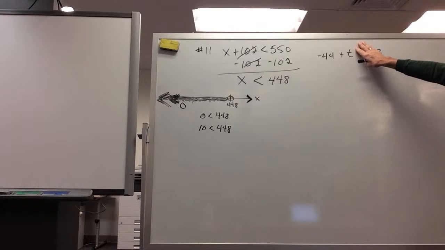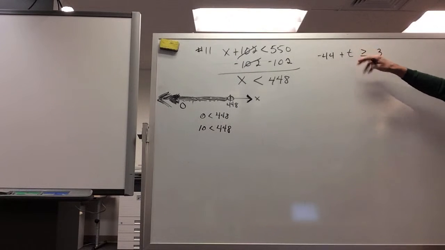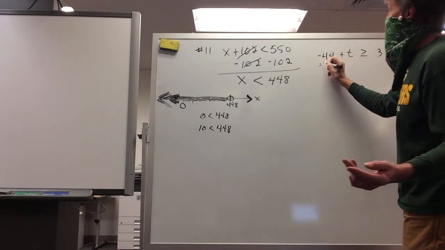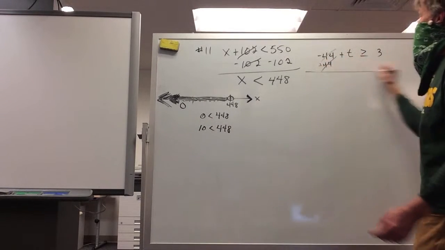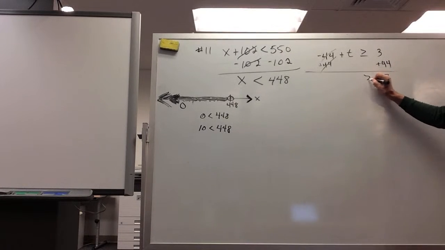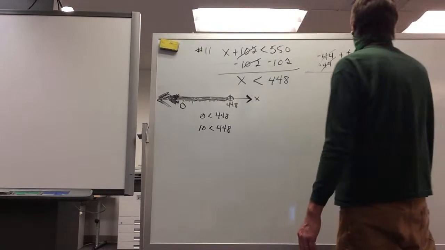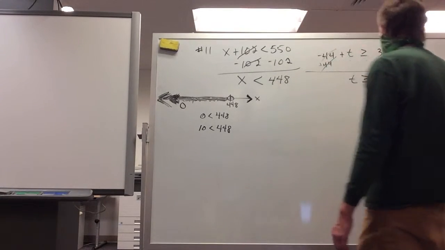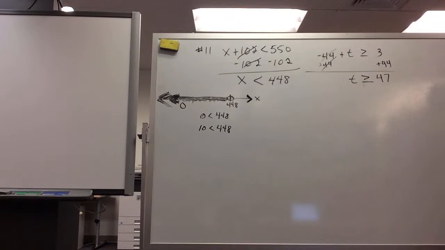So treat this as though it's equal to come up with your solution. So what would you do to get t alone? Yeah, you add 44 because that cancels out and makes 0. But both sides have to have 44 added. So that's 47, yes? Okay, so now we have to graph that.